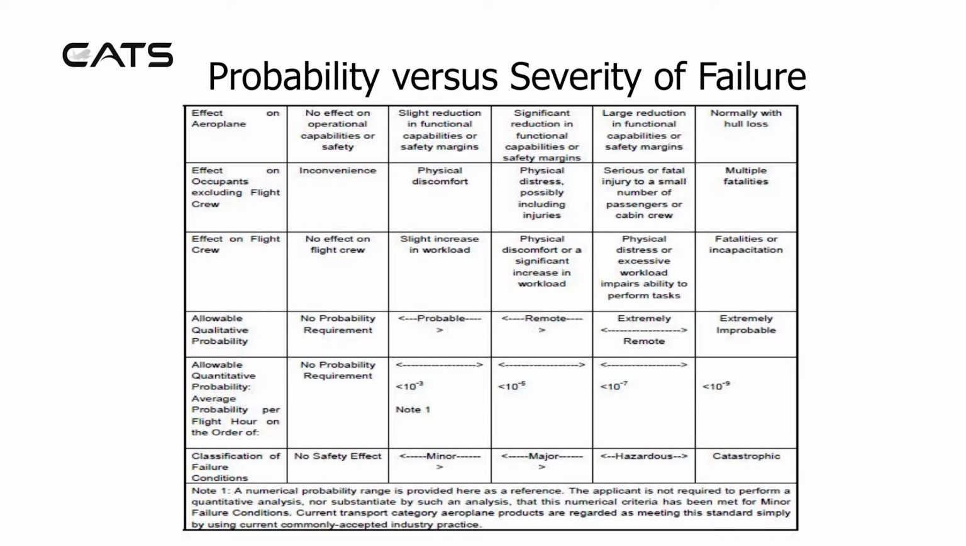Catastrophic is less than 10 to the minus 9 and is considered extremely improbable. The effect on flight crew is fatalities or incapacitation. The effect on the occupants is multiple fatalities. And the effect on the aeroplane is normally hull loss.